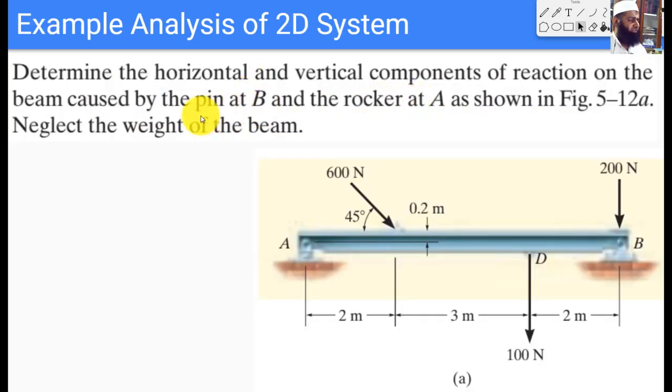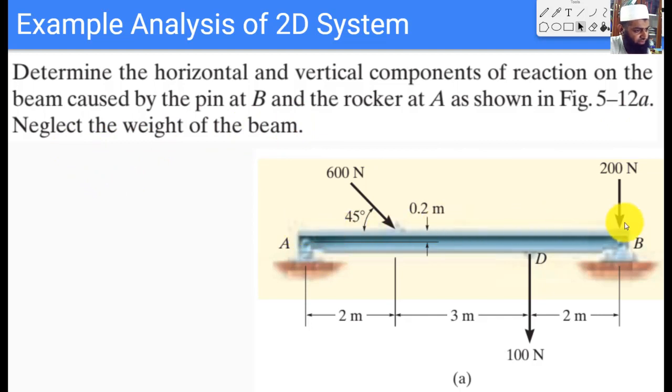Okay, so this is the first example for us to see today. We want to determine the horizontal and vertical components of reaction on the beam caused by the pin at B and the rocker at A, as shown in figure 5-12a. Neglect the weight of the beam.